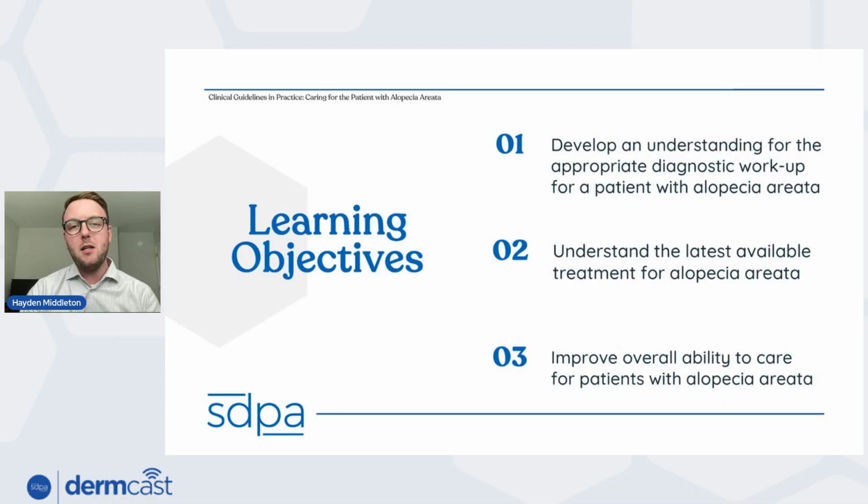First, I want everyone to develop an understanding for appropriate serological and diagnostic workup for a patient that presents with alopecia in general, but also specifically understanding what labs have utility when it comes to alopecia areata. I want everyone to understand the latest available treatment for alopecia areata, which will be covered in the second portion. And overall, we're hoping that you leave tonight's presentation with an improved overall ability to care for a patient who presents with alopecia areata to your clinic.